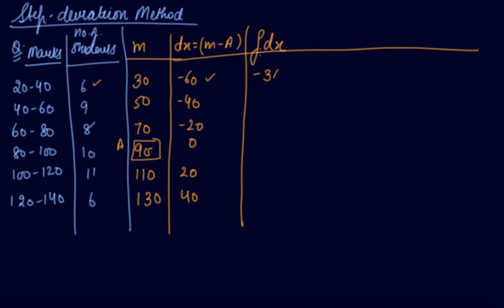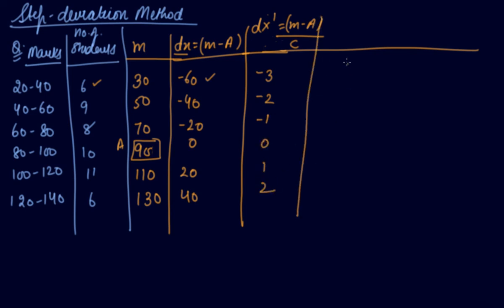I'm sorry, we are doing the step deviation method, so we will take the other deviation, we will divide it by the common factor. So what is the common factor here? 20. The difference is 20 in everything. Here also the common factor is 20. So we will get minus 3, minus 2, minus 1, 0, 1 and 2. Now we will multiply it with the frequency to get f dx dash.